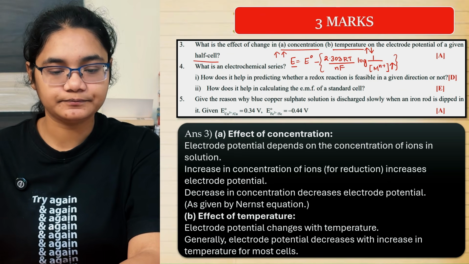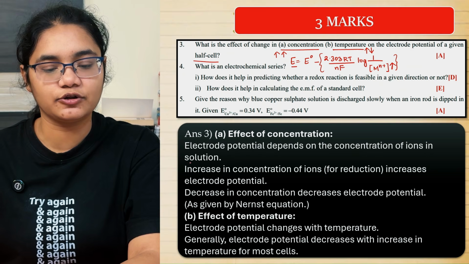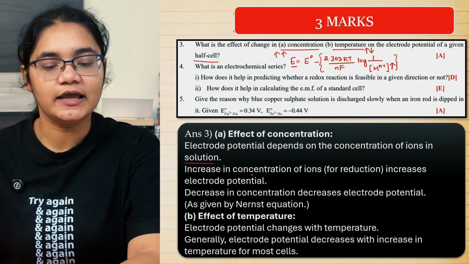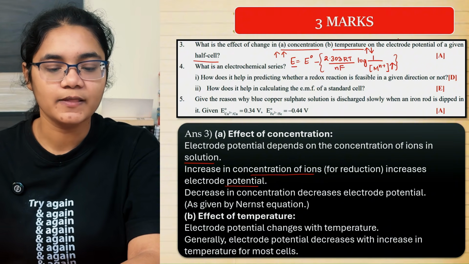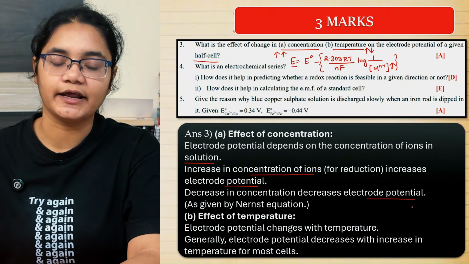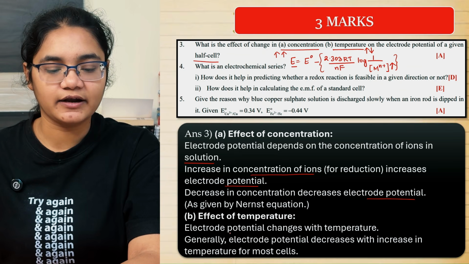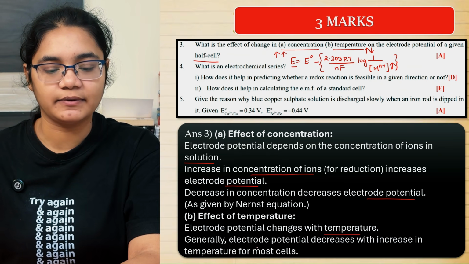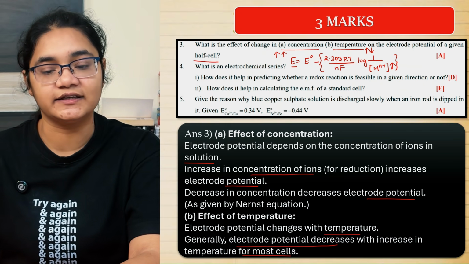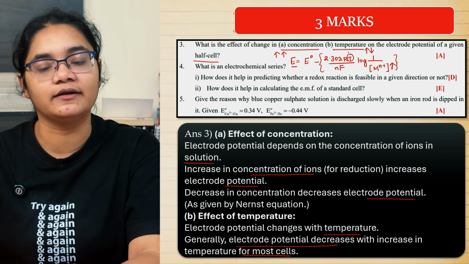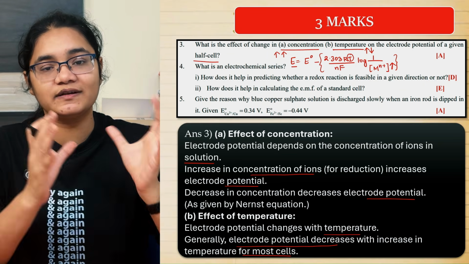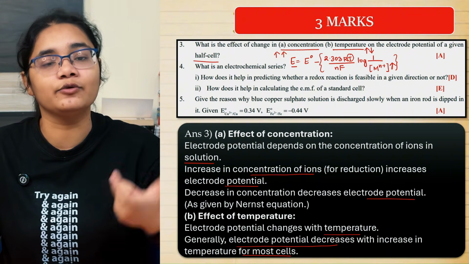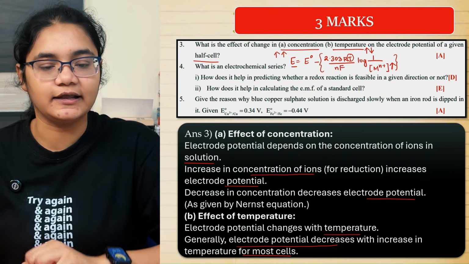So let's see that. Electrode potential depends on the concentration of ions in the solution. Increase in concentration increases the electrode potential. I have already explained how. Decrease in concentration decreases the electrode potential. Temperature effect: electrode potential changes with the temperature. Electrode potential decreases with the increase in temperature for most of the cells. You can see temperature is in the numerator, right? So when you increase the temperature, this overall value becomes a bigger number. Now you are subtracting a bigger number from the E naught value. So the E value will definitely decrease.